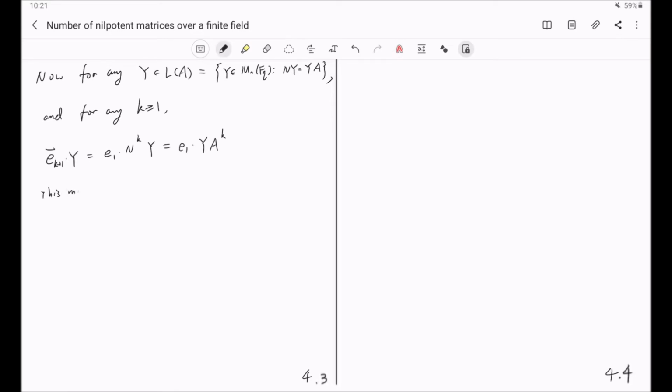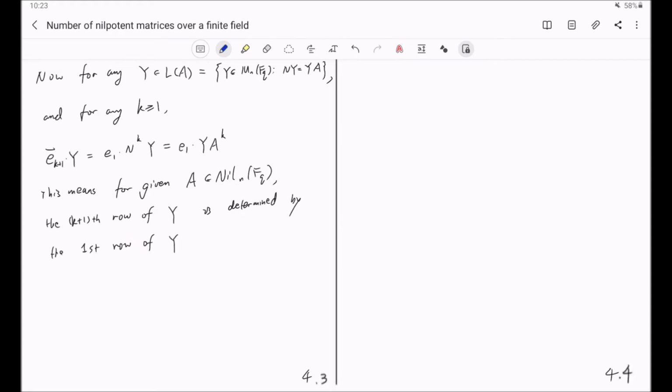This means for given matrix A, the k plus 1th row of Y is determined by the first row of Y. Here the k plus 1th row of Y is this guy. And the first row is this part. And you should be able to see from here immediately that L of A will be spanned by no more than n many elements.